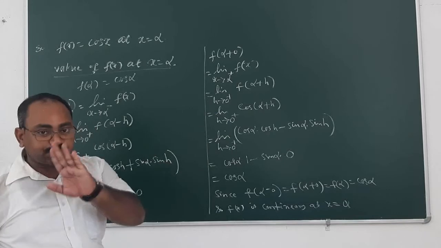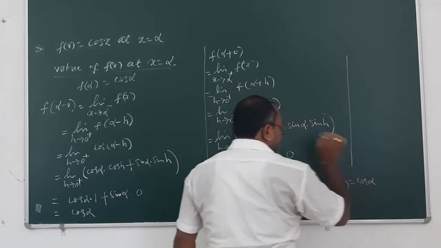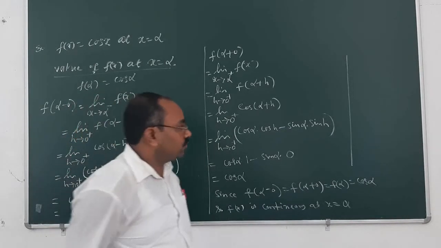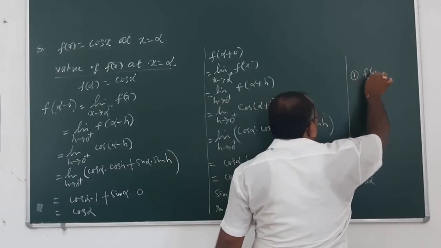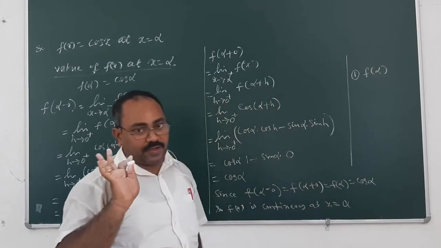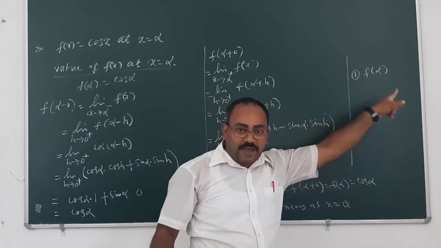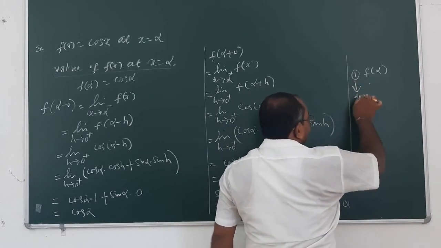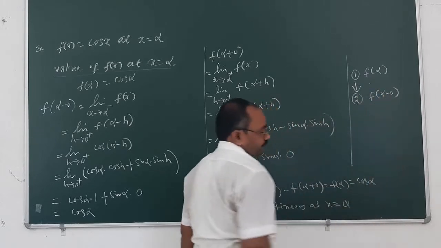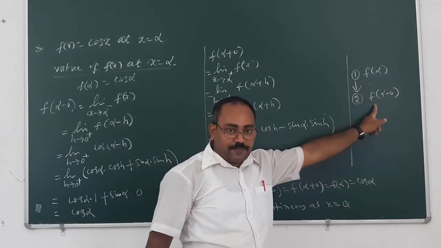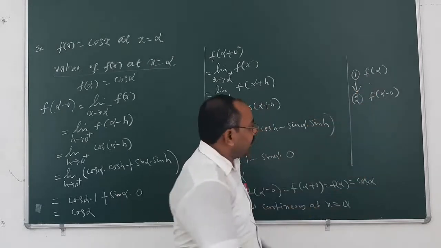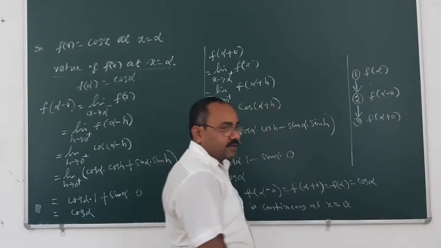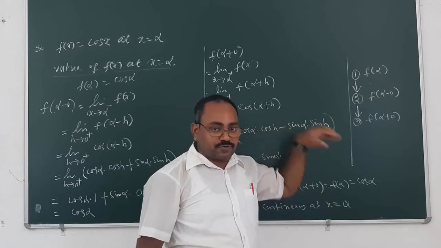Okay, but note this point which is very important. Suppose you have to check continuity of a function f x at x equal to alpha. So what do you do? You have to first find f of alpha. If f of alpha is defined, then go to f of alpha minus 0. If this is well defined and these two are equal, then find f of alpha plus 0. Then you have to proceed this way.